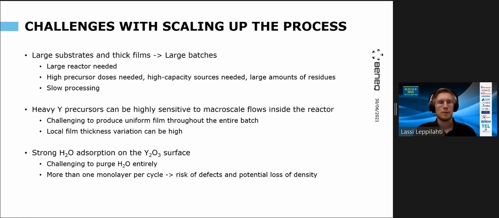And then there's another process-specific issue, which is a strong water adsorption on the yttrium oxide surface. It makes it challenging to purge the water entirely, which goes back to the slow processing as well, making it doubly problematic. This leads to more than one monolayer being deposited per cycle, which brings a risk of introducing some defects or loss of density in the material, which could then be seen as poorer corrosion resistance in a plasma environment.